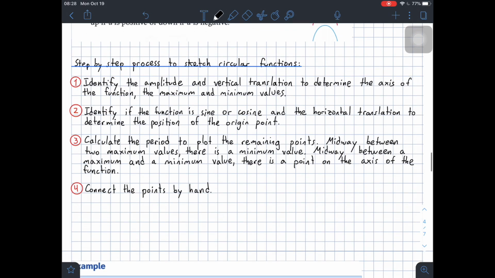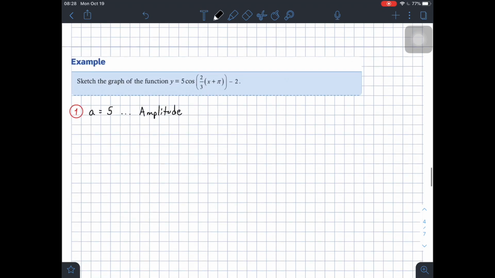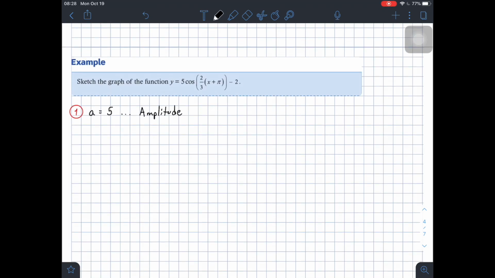Then we need to determine the vertical translation. From this function, we see that the value of D represents the vertical translation, and that value is equal to -2 in this case. So we know that this function has a vertical shift 2 units down.